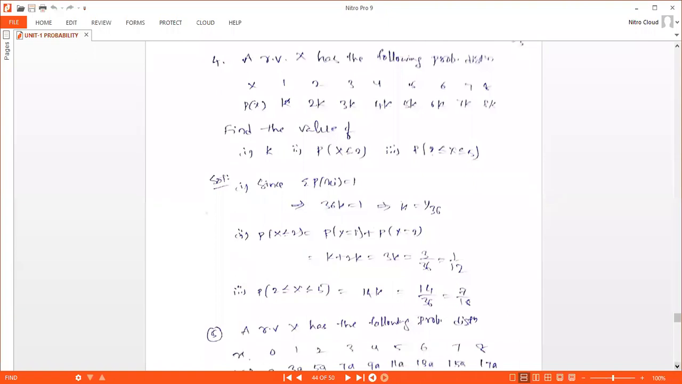Next problem, probability of 2 less than or equal to X less than or equal to 5. So you need to write the probability values between 2 and 5, including 2 and 5. So probability of X equal to 2 plus probability of X equal to 3 plus probability of X equal to 4 plus probability of X equal to 5. From the given table, add all the values from 2 to 5, you get 14K. So that is 14 by 36.